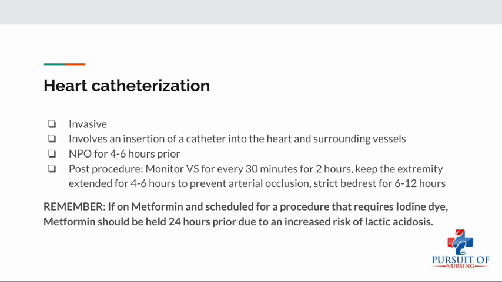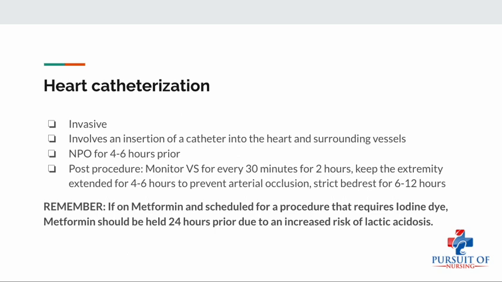For a heart catheterization, so a heart cath is invasive. It involves the insertion of a catheter into the heart and surrounding vessels. The patient does have to be NPO for 4 to 6 hours prior. So in a right heart cath, which is a very common one performed, the catheter is usually inserted through the right femoral vein in the groin area. The catheter is then advanced into the inferior vena cava, down through the right atrium, into the right ventricle, and then the pulmonary artery.